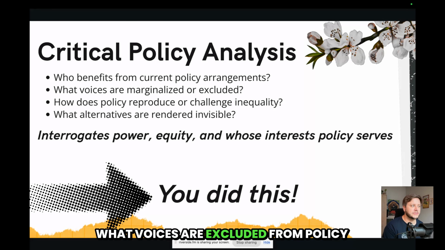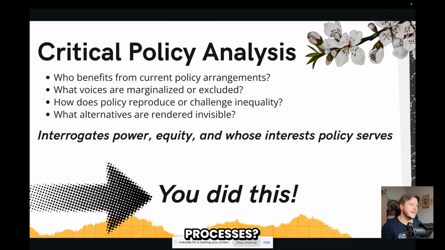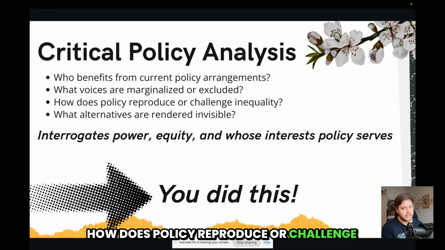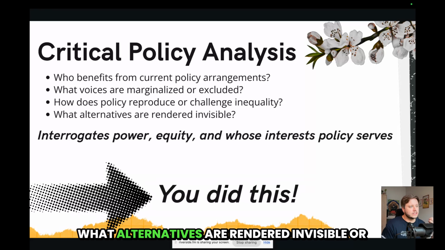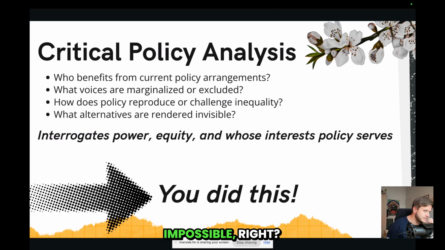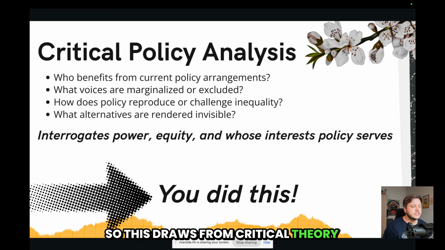What voices are excluded from policy processes? How does policy reproduce or challenge existing inequality, right? What alternatives are rendered invisible or impossible, right? So this draws from critical theory traditions.